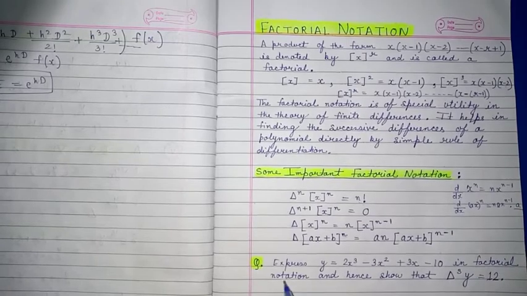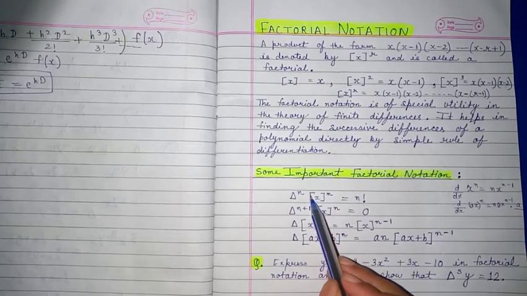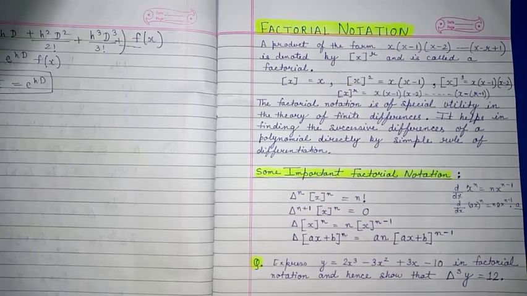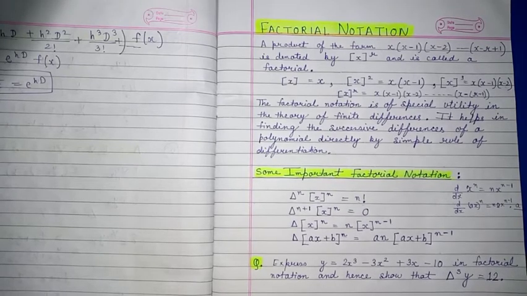Now here is one question: express y equal to 2x cube minus 3x square plus 3x minus 10 in factorial notation. Means we don't have to write x cube, x square, x; we have to write the whole equation in terms of factorial. And afterwards we also have to show that the forward operator cubed of y equals 12. This is our question.